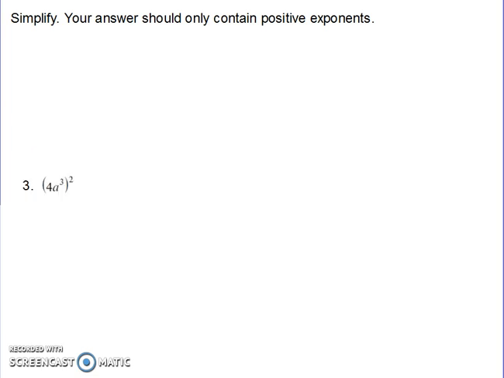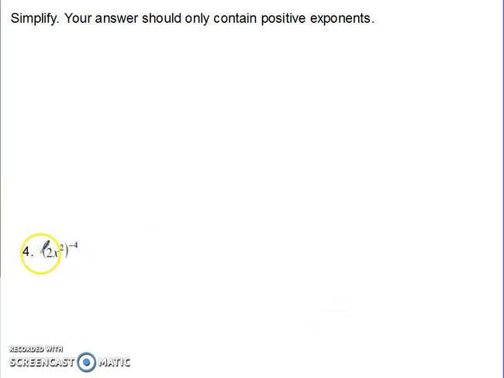For our third problem, we have 4a to the third in parentheses to the power of 2. And there's a rule that says that whenever you have an exponent on the outside of parentheses, you need to multiply exponents. So remember that the 4 has an exponent of 1, and so we multiply the 2 times the 1, and for the a to the third, we have the 3 times the 2, which gives us a 6. So we end up with 16a to the sixth power.